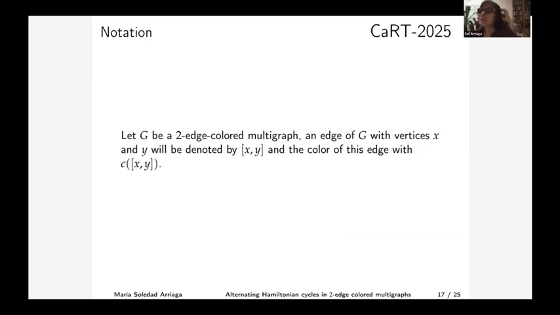Next concept. I need a little bit of notation. Let G be a two-edge colored multigraph. An edge of G with vertices X and Y, we will denote it by bracket X, Y, and the color of this edge by C of the edge.